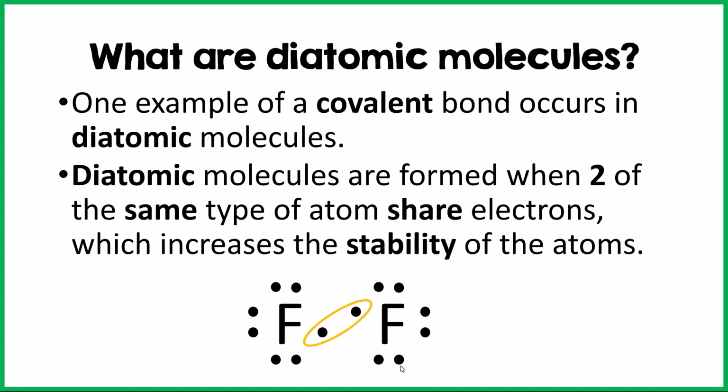So an individual fluorine atom has 7 valence electrons, but if it shares an electron with another fluorine atom, then that provides them stability because now their outer valence shells are full. And this is a diatomic molecule, di meaning 2, so 2 atoms of the same element here.